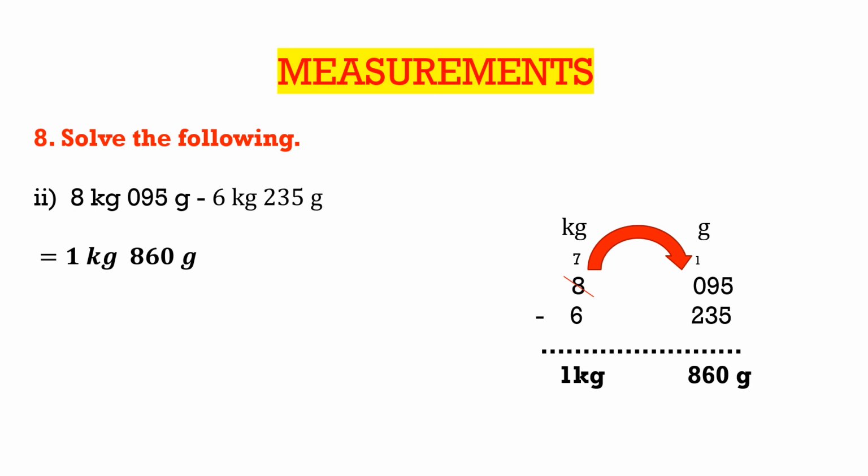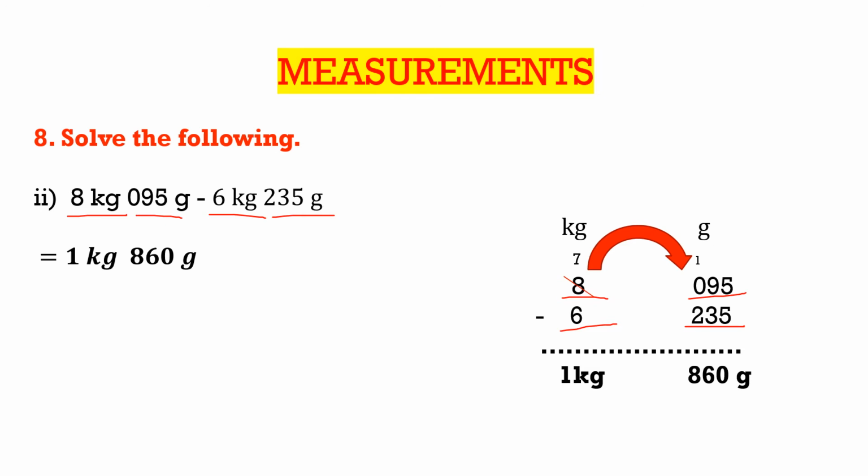Now we have to solve the second bit. The second bit is 8 kg 095 gram minus 6 kg 235 gram. First write down kilogram and gram separately. Write down 8 kg and 6 kg in the kilogram column, and write down 095 gram and 235 gram in the gram column.